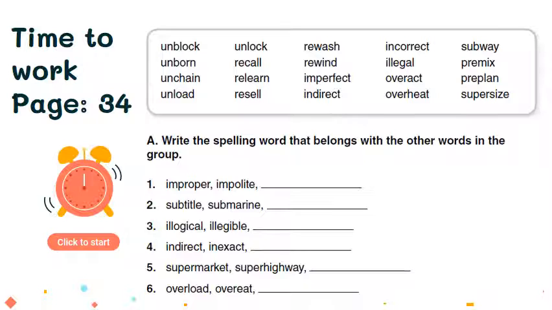So when there's something improper or impolite, we mean it is imperfect. Imperfect, something that is not good. Okay? Imperfect. 2. Subtitle or submarine. Something related to subtitle, submarine. Okay? It is subway.